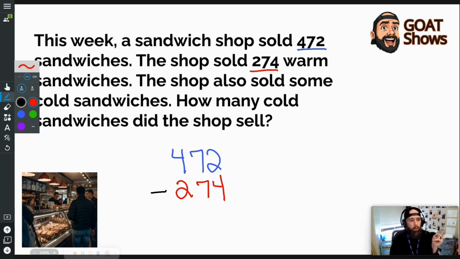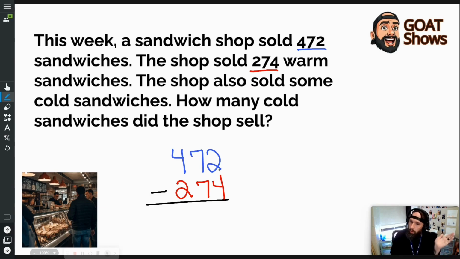All right, so this is going to give us the number of cold sandwiches that are left over. So 2 minus 4, can't do it. Borrow 1 from 7 and make you a 6. 12 minus 4 is 8. Move to the next one. 6 minus 7, can't do it. Borrow 1 from 4 and make you a 3. 16 minus 7 is 9. And 3 minus 2 is 1.